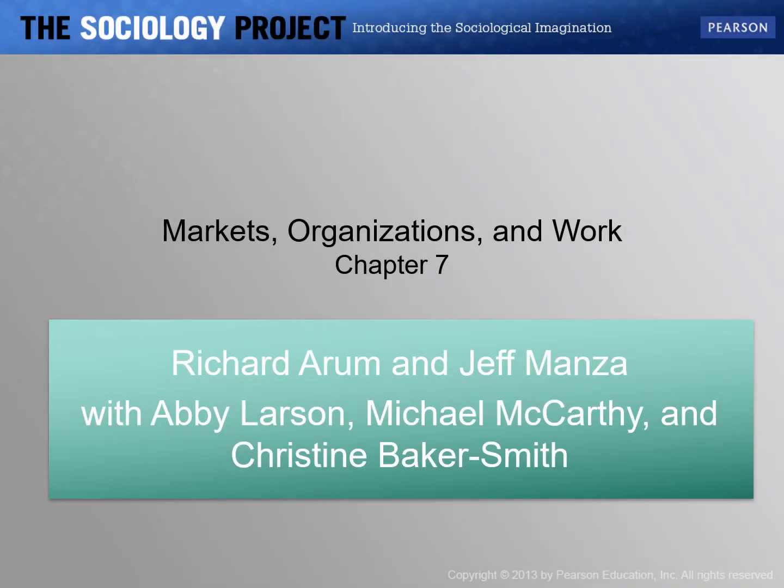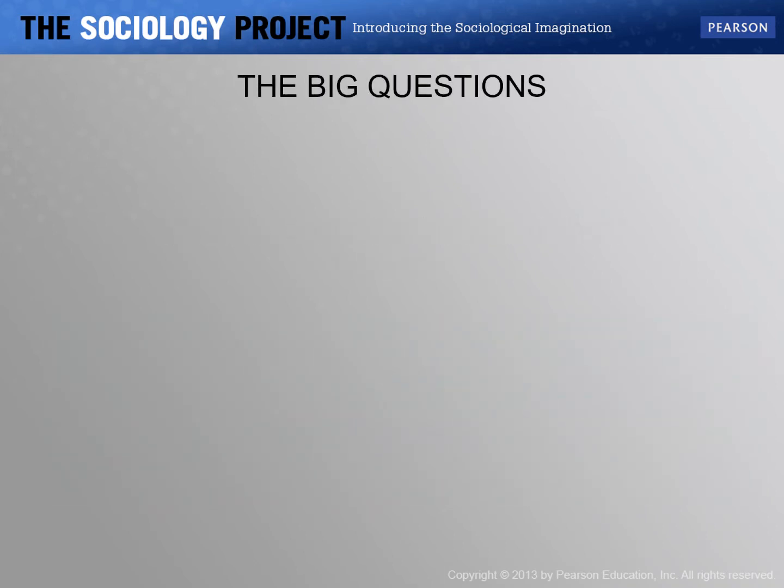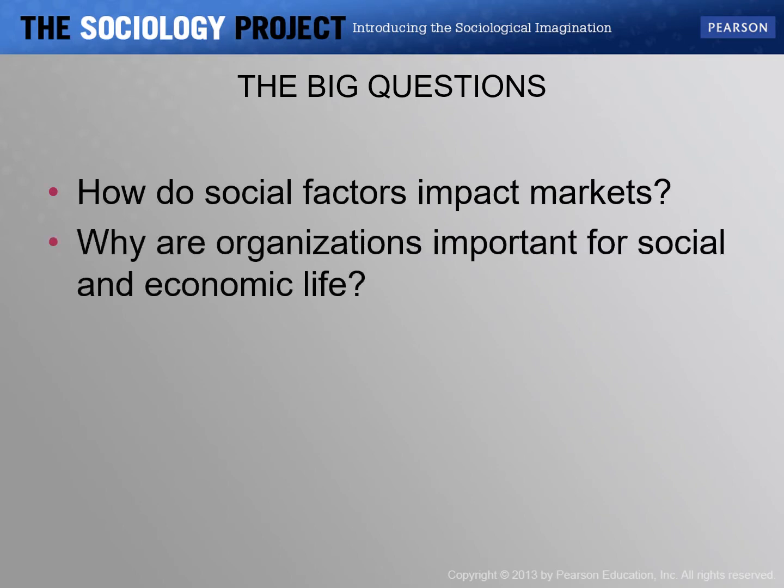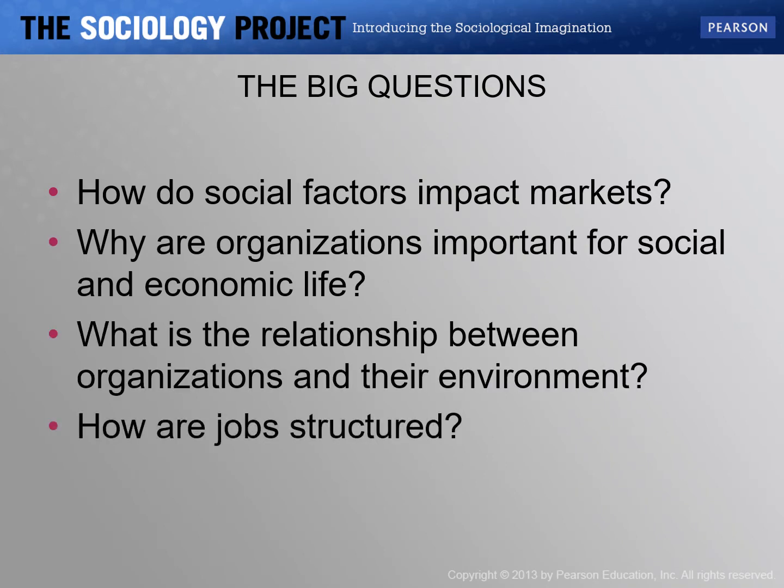So the Chapter 7 overview of markets, organizations, and work is pretty technical. And the questions for this chapter are: how do social factors impact markets? Why are organizations important for social and economic life? What is the relationship between organizations and their environment? How are jobs structured? And what makes a good job?